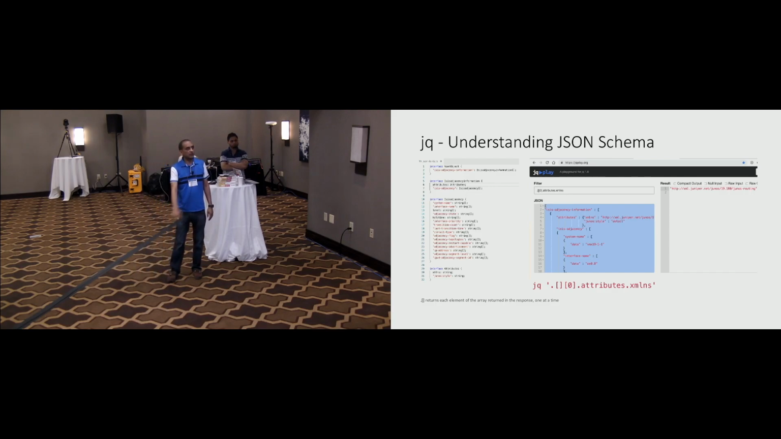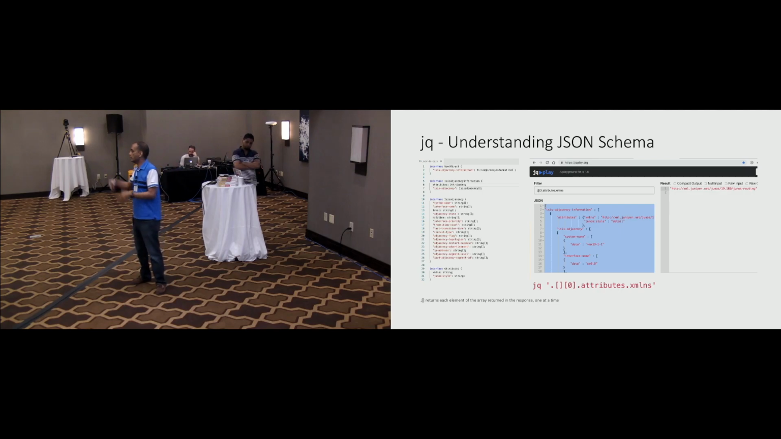So the basic filter is a dot. JQ has a concept of filter. If you say jq, single quotes, dot, and use it with your JSON, you can get a pretty print of your JSON. That's a pretty print filter.